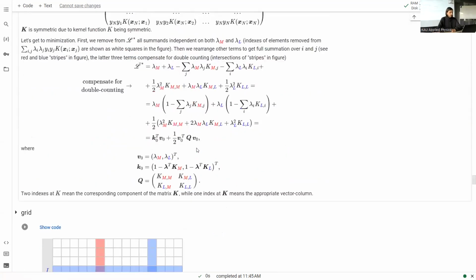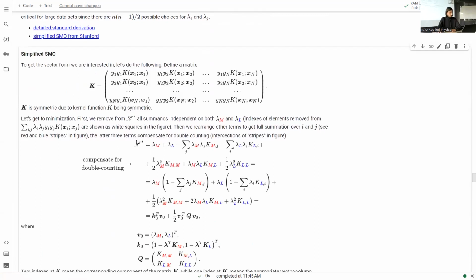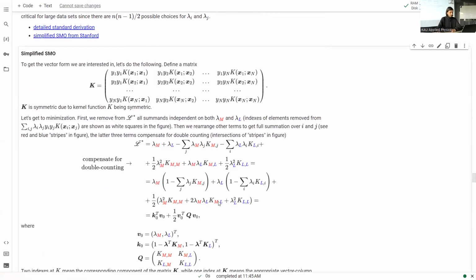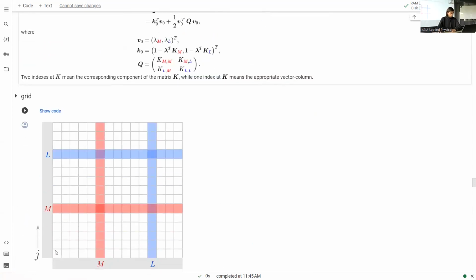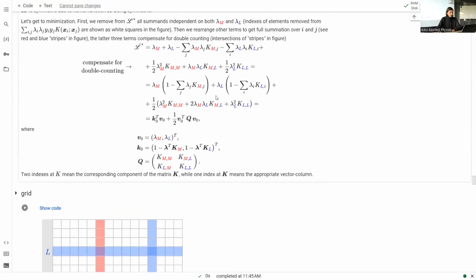Now I can rewrite my dual Lagrangian in this form. I'm performing summation with respect to all indices, and I'm thinking that I will work with some lambda m and lambda l. So I'm taking them out of that summation, and I'm getting this kind of expression. Here the m and l parts are taken away, and I can treat them separately.